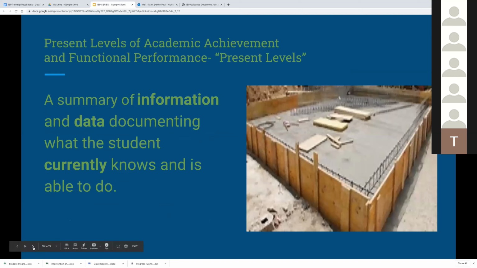We realize that you have a picture of a house foundation here. We realize that the present levels are the foundation for any IEP that we're writing. It's a summary of information and data documenting what the student currently knows and is able to do. That's kind of a definition of present levels, but we know it's the foundation, it's the building block. Without a well-written present level, we don't have anything to go on really.